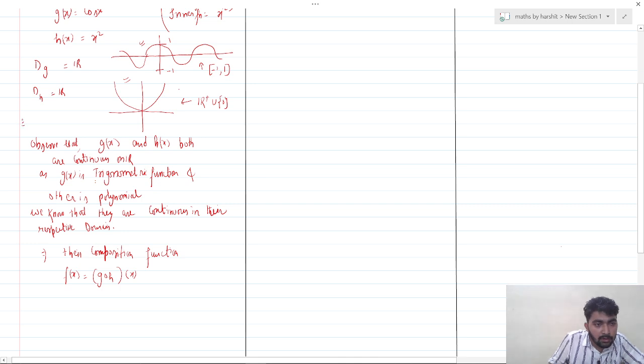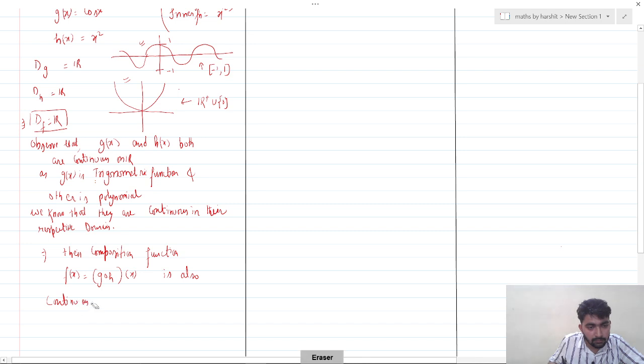Here I need to write one line that the domain of f is also R completely. Okay, as the domain of g and domain of h is complete R. So their composition function f of x equal to the g of h of x. Now their composition function f of x is also continuous on R.